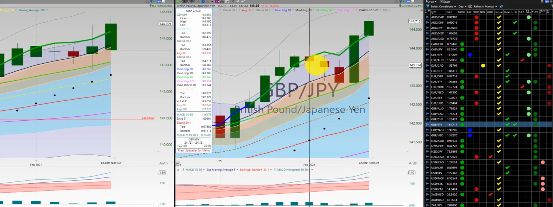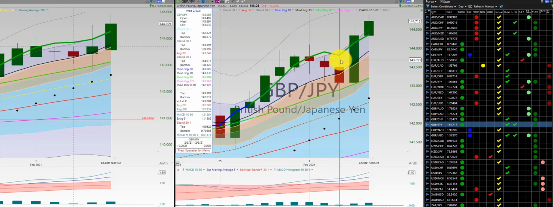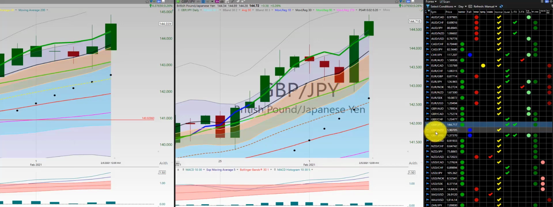British pound, Japanese yen, beautiful 1-2-3 punch out. If you stayed in this trade with this micro lot, or a smaller lot, you would have had this as a potential loss for this trade. No trade for the rest of the week.